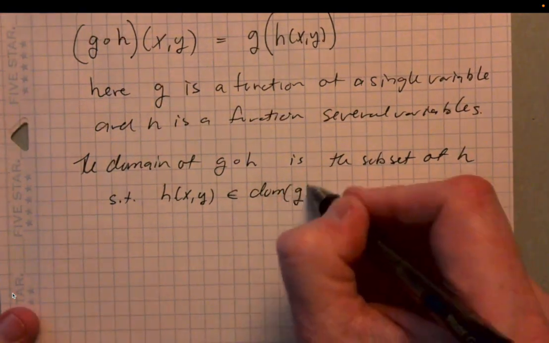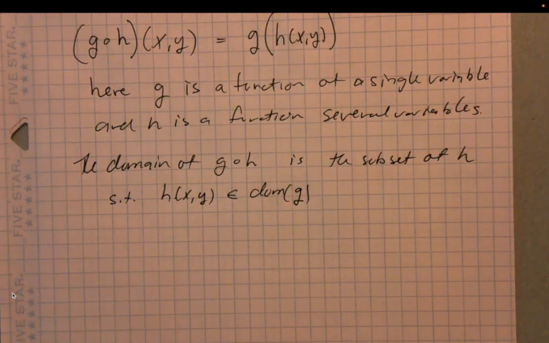Okay, so you need to know what the domain of G is, and then for all the values x, y in the domain of H, all of the h(x, y)'s that are in the domain of G are now in the domain of the composition. So, I mean, kind of common sensey. It's sort of the same as the other functions of single variables, right?